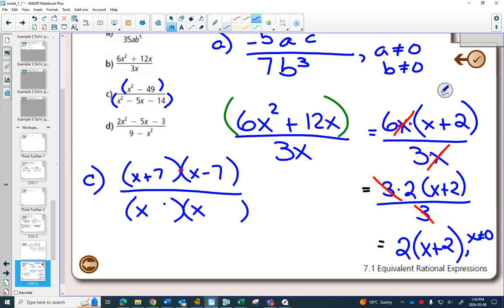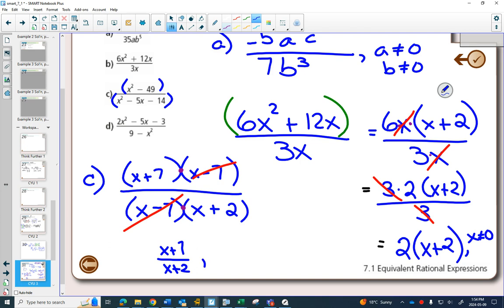Has to be 7 and 2 for 14. The 7 would be negative, the 2 would be positive. And now this is two factors. Are any of them identical now? Yes. So we can cancel those out. And this simplifies to x plus 7 over x plus 2.